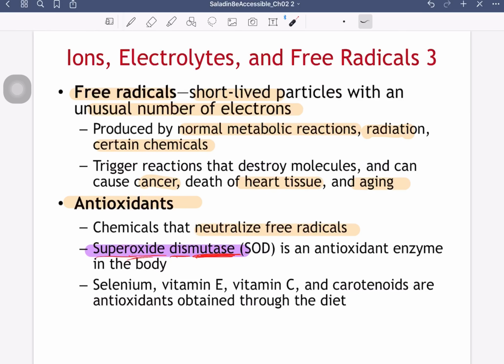There are other things that can act as antioxidants. Selenium, vitamin E, vitamin C, and carotenoids are also dietary antioxidants. There is debate as to how effective these antioxidants are within individuals.